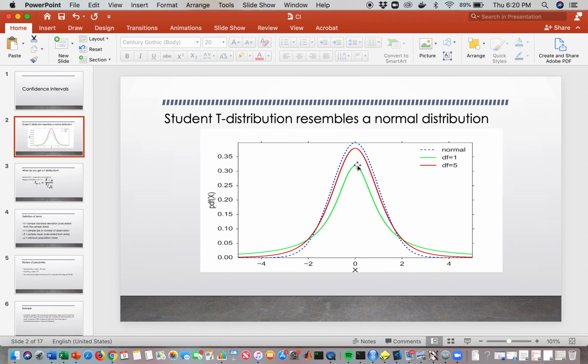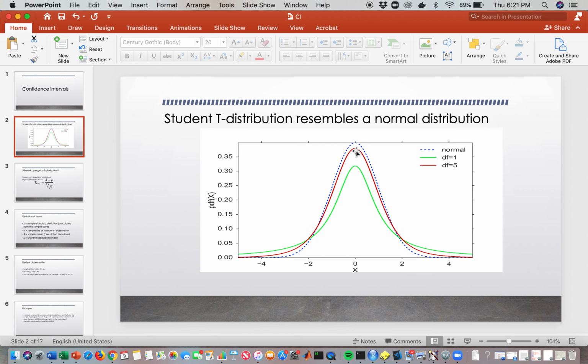But one more thing to notice here with the t-distribution is it has slightly larger variability. Right, if we look at this green curve, it has a lower peak and is a little more spread out. But the other thing to notice is that as the degrees of freedom increase from 1 to 5, that is from green to red, it appears that the t-distribution actually converges to a normal distribution.